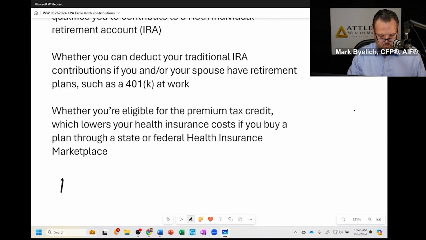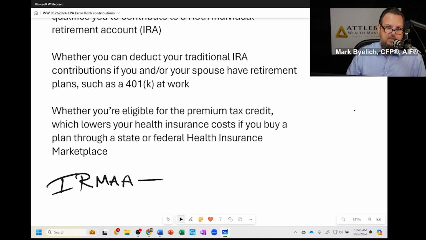And a big one here that is not listed is IRMAA. That is your income-related monthly adjustment amount after you start receiving Medicare benefits. And I have a video about IRMAA, so I'm going to link that video in our description. I'm just writing that down so we don't miss it. But that is what modified adjusted gross income is.